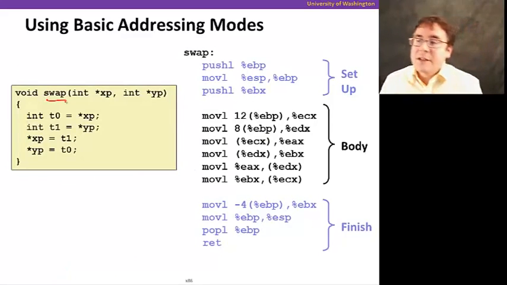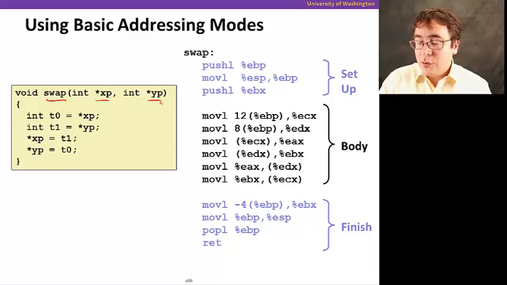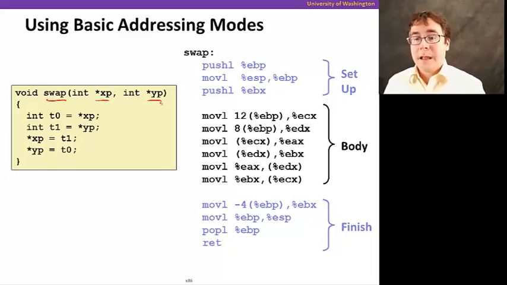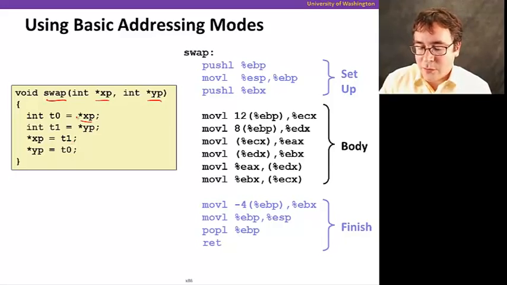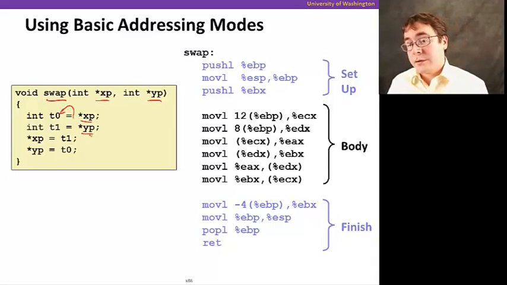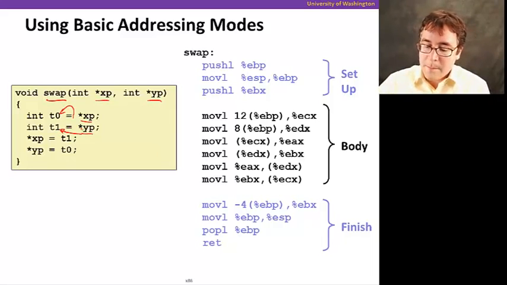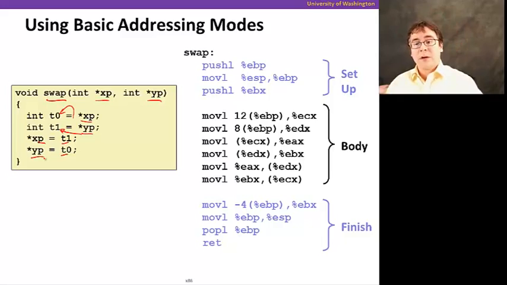So here we have this C function called swap that does the following. It takes two pointers as parameters, gets the contents of XP and stores it into a temporary variable T0. It gets the contents of the pointer YP and stores it into temporary variable T1, and then stores T1 into XP and T0 into YP. So we're just swapping the locations pointed to by these pointers.